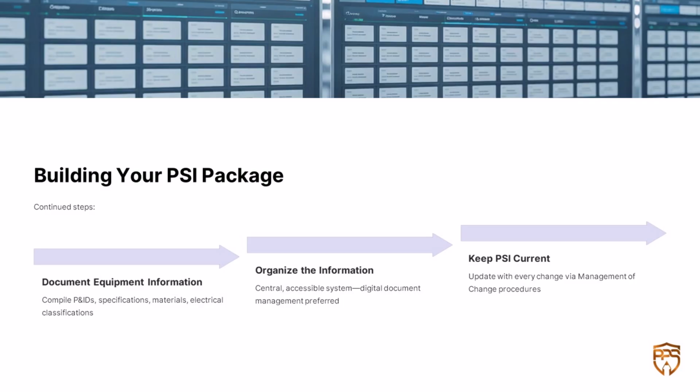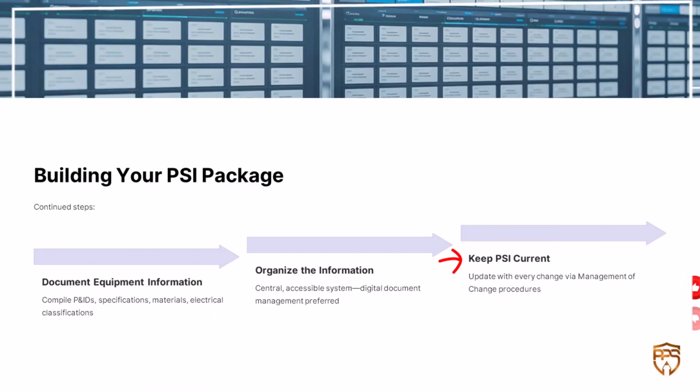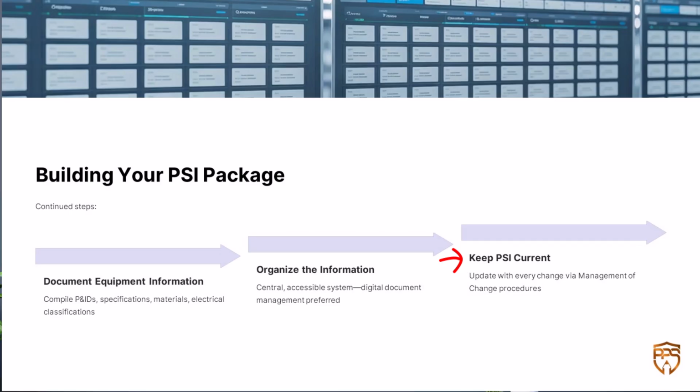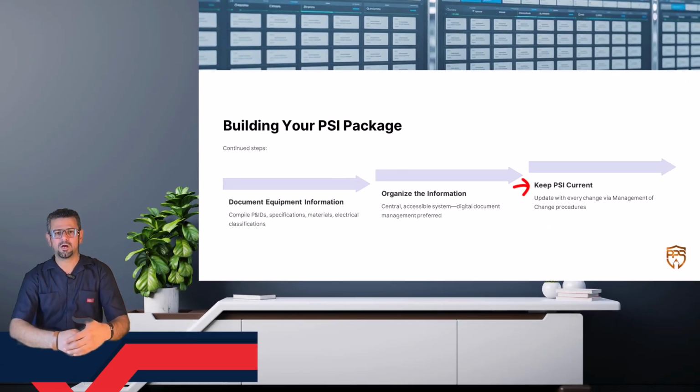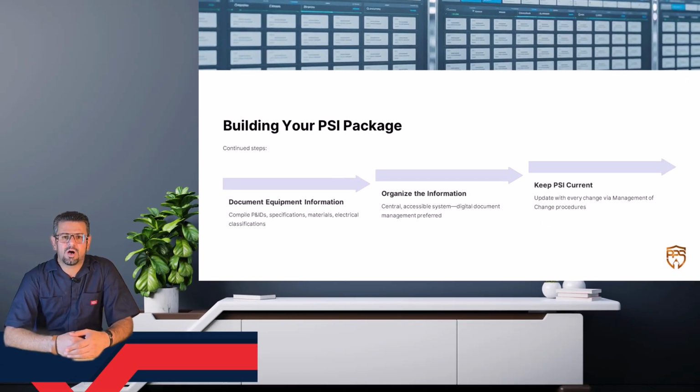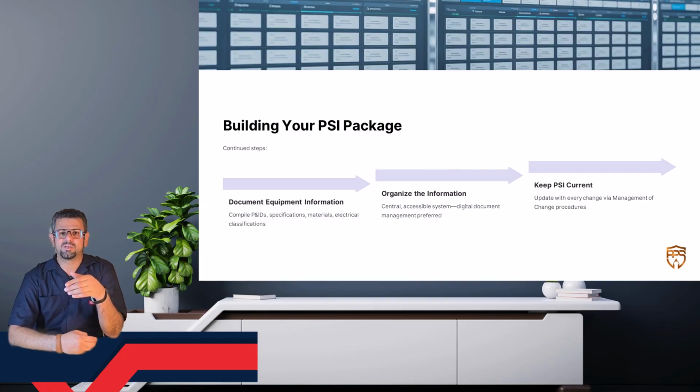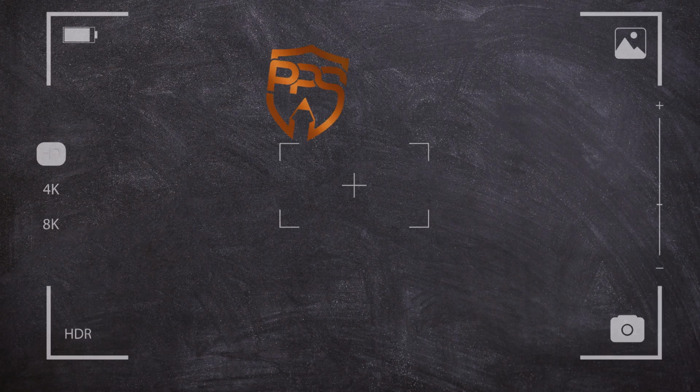The next step is keep PSI current. Whenever changes are made to chemicals, equipment, or operating conditions, update the process safety information. The Management of Change, or MOC, procedure should require a review of PSI to ensure consistency. The Pre-Startup Safety Review, or PSSR, must confirm that PSI is complete and accurate before introducing hazardous chemicals.